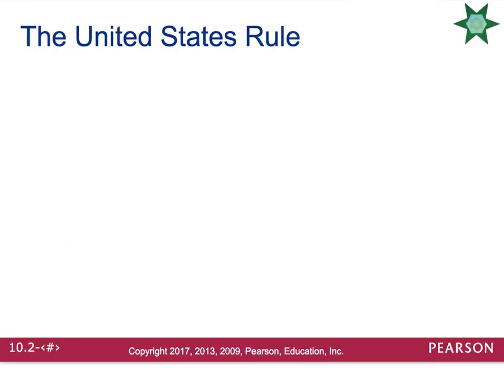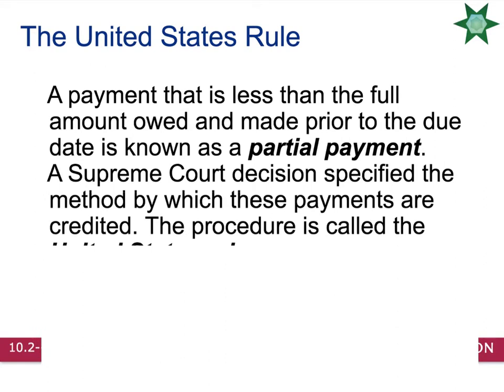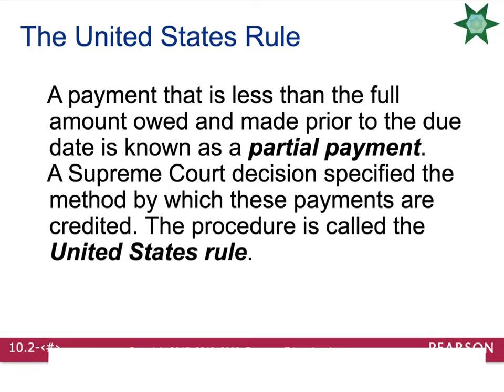Let's learn a little more about some policies and some rules that have been established. One of them is called the United States Rule. So, a payment that is less than the full amount owed and made before the due date is known as a partial payment. So, say for example, you have to pay your car off in December, and you decide every month that you're going to make a payment of $100. Those are all considered partial payments.